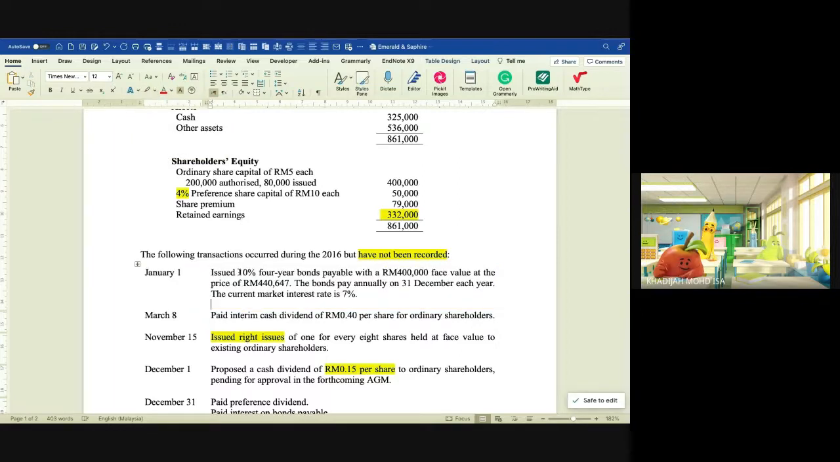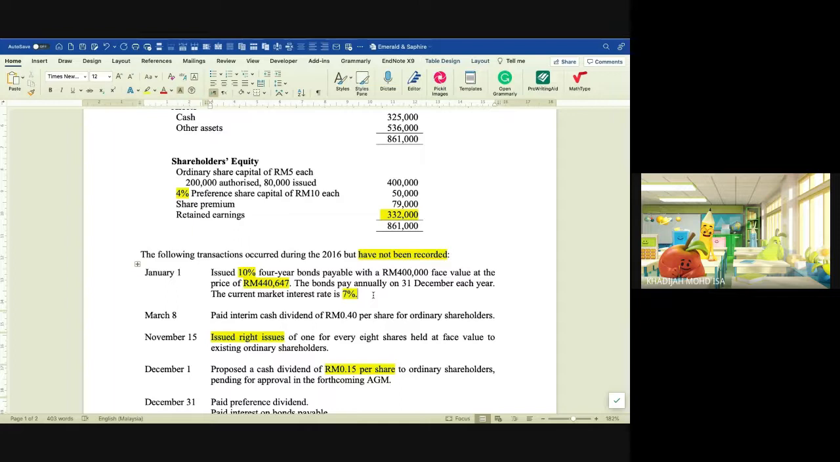So what you have to do, you must take note of the 10% debentures. And then this is what you receive in your cash or your bank, 440,647, and then the interest rate is 7%. This is the market rate. So you're going to use that information, the 10% and the 7% as well, to compute your interest, your journal entry.